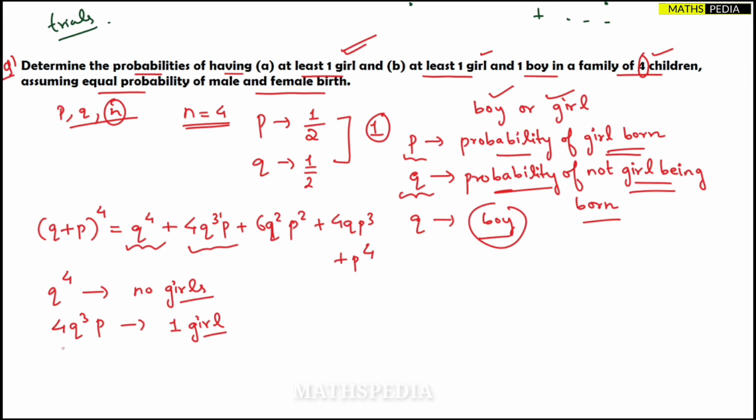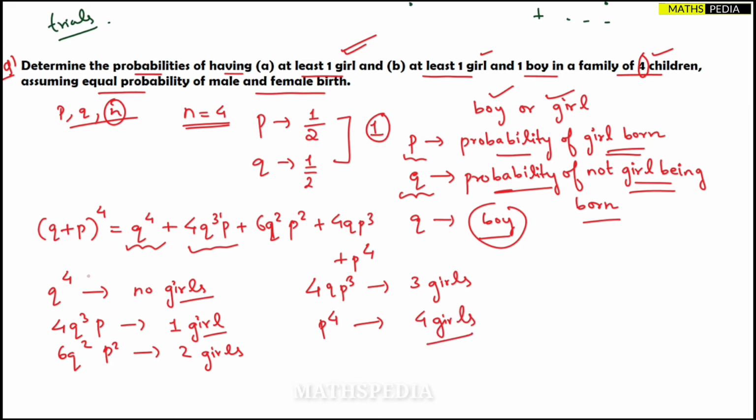Then 6 q square p square will be two girls, and the next term, 4 q p cube, will be three girls, and the last term p power 4 will be four girls. You can understand from this only. Q power 4 means p power 0 will be there, that means no girls, right? Totally we have 4 children. Out of 4 children, there is a possibility of 0 girls. 0 girls means it will be 4 boys.